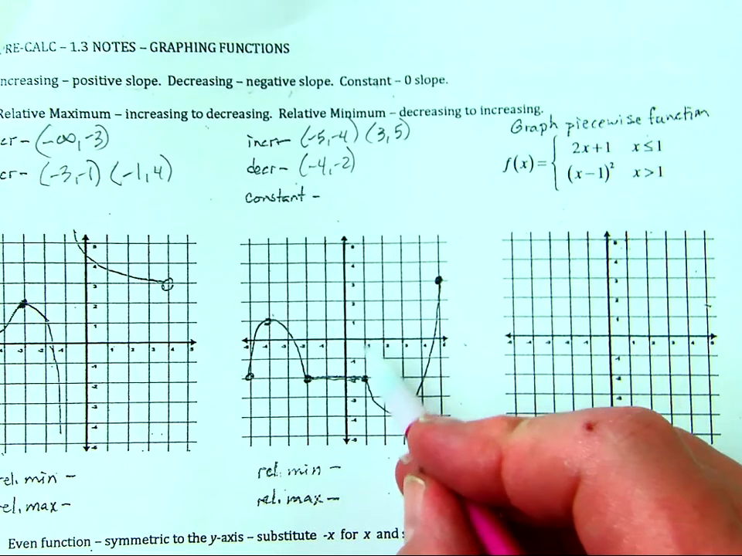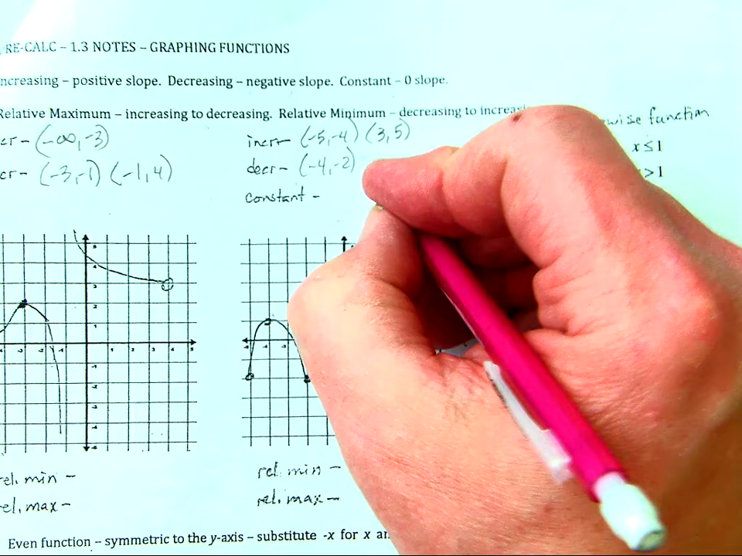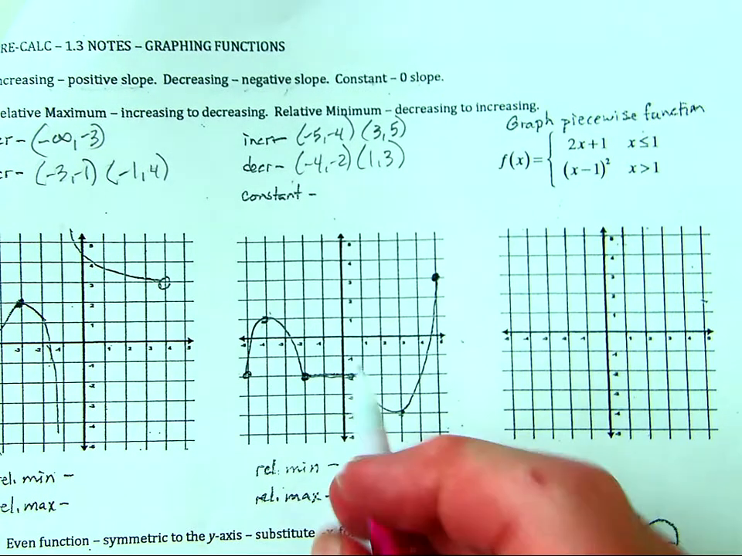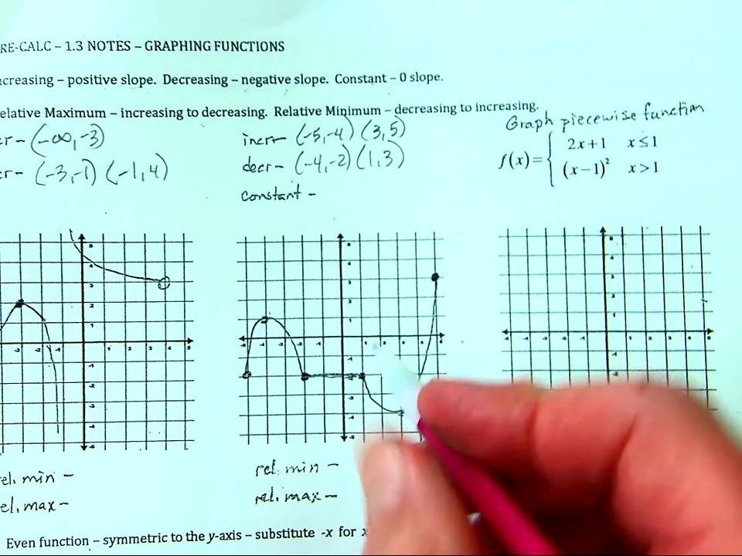Looks like it's decreasing again here from where x equals 1 over to where x equals 3. And it's horizontal here, so it's constant. It looks like from negative 2 to positive 1.